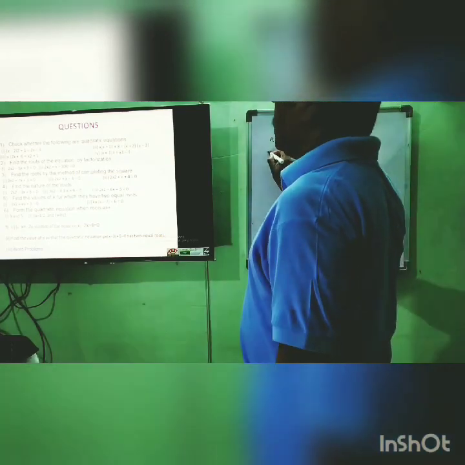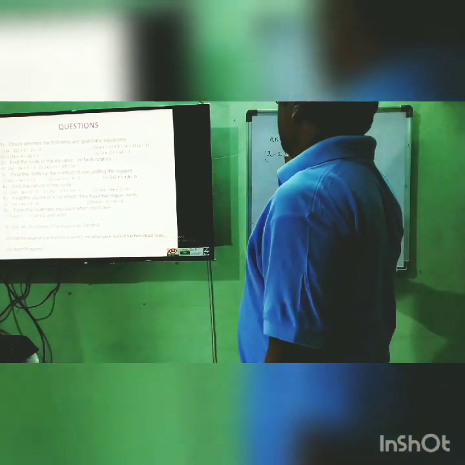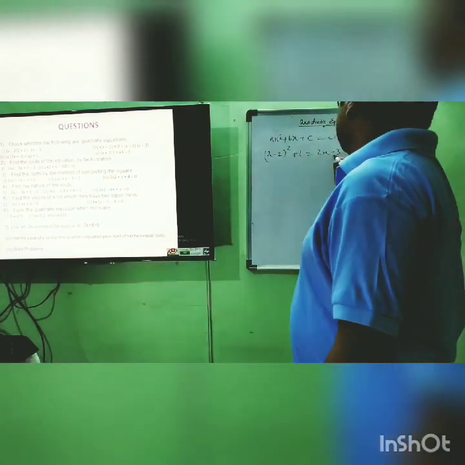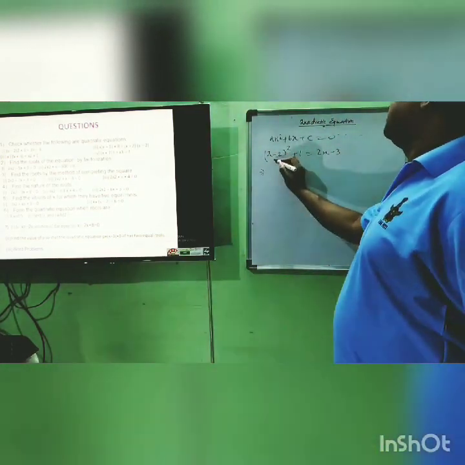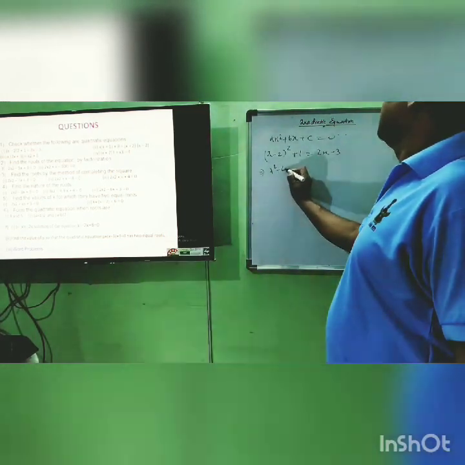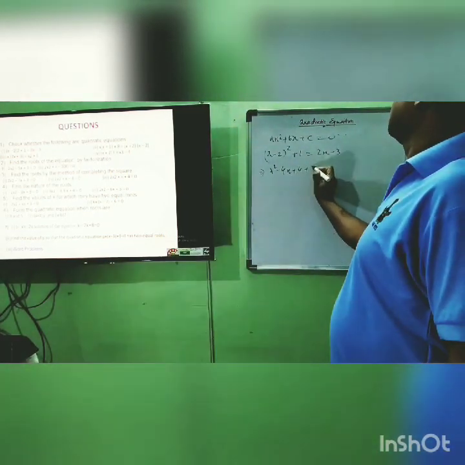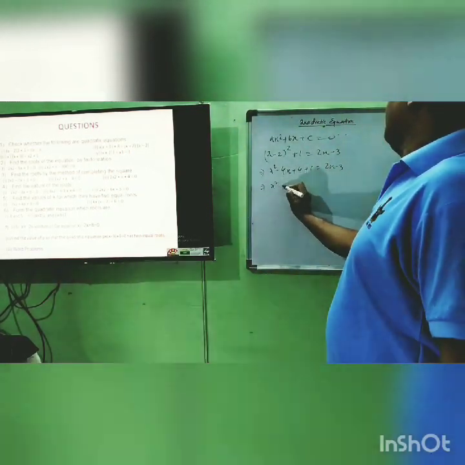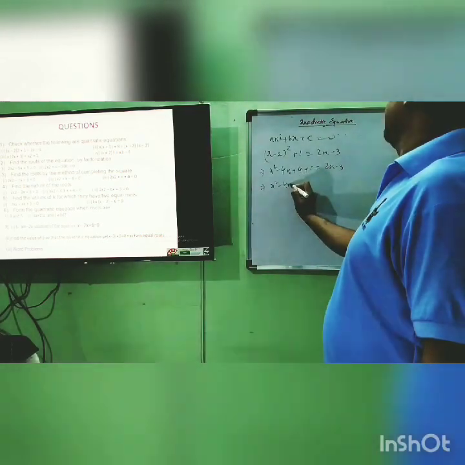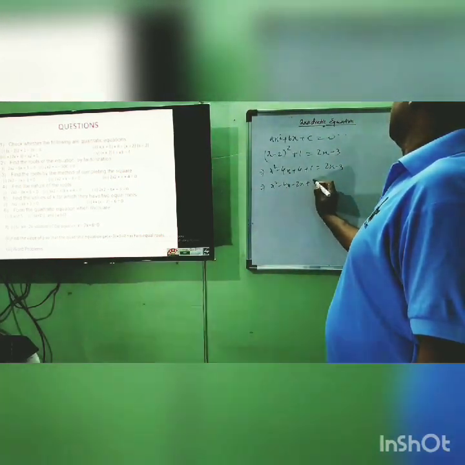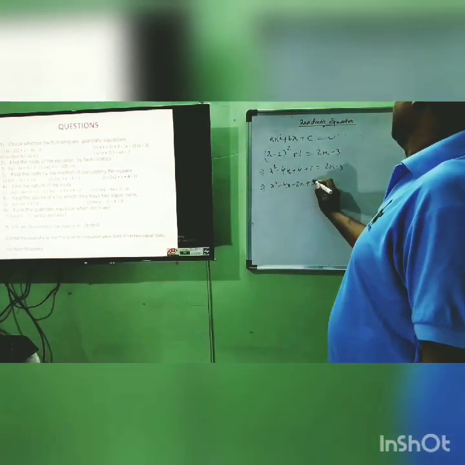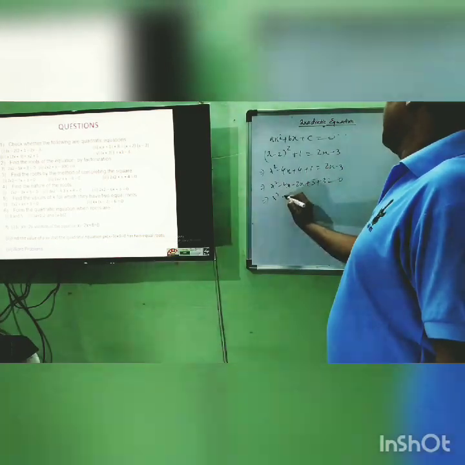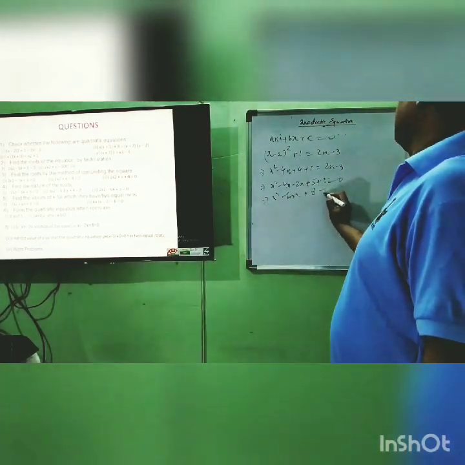If you calculate this, (x minus 2) whole square plus 1 equal to 2x minus 3. So you check this: x square minus 4x plus 4 plus 1 equal to 2x minus 3. Okay, x square, minus 4x minus 2x, plus 5 plus 3 equal to 0. So this will be x square minus 6x plus 8 equal to 0.